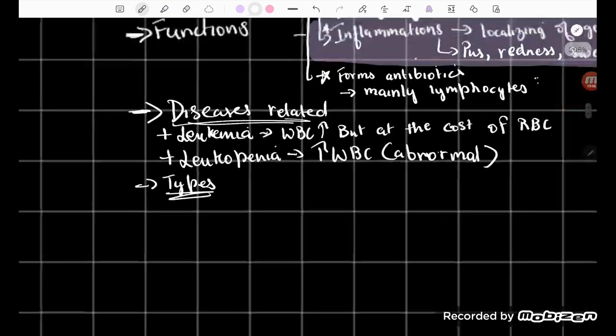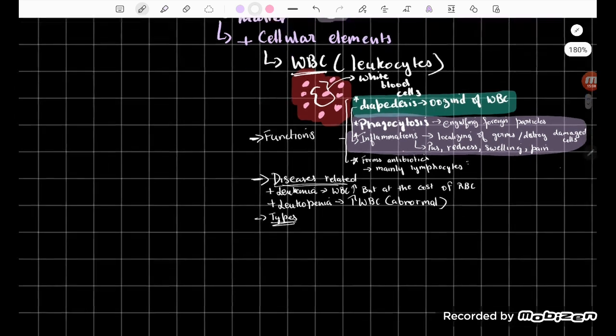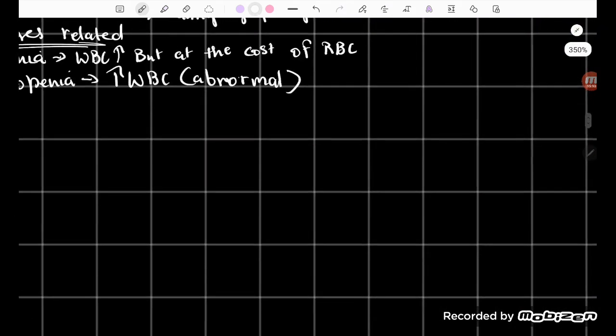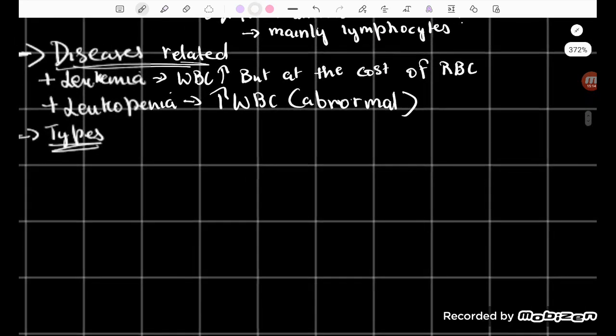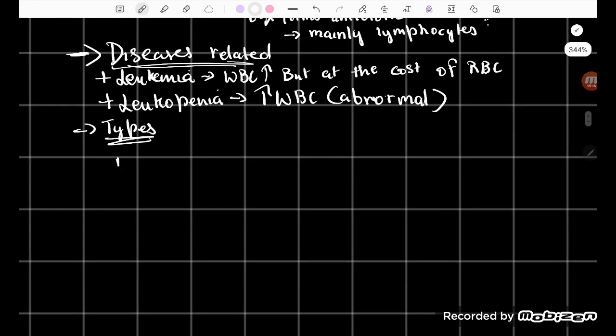These are only the important points, for a quick revision that you want. So there are 5 types. Let's start off with the first one. Neutrophils. Neutrophils are like, these are the main ones. So there's like 55% to 70% of these.